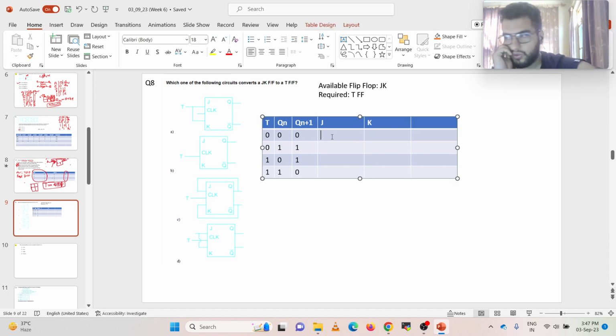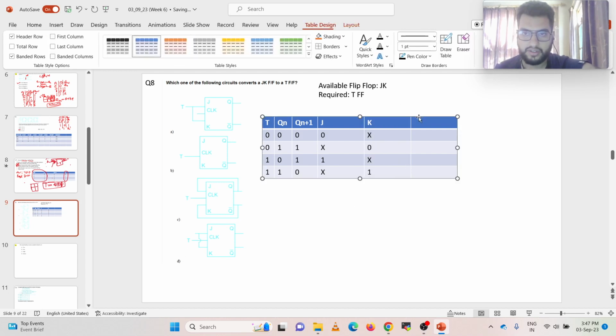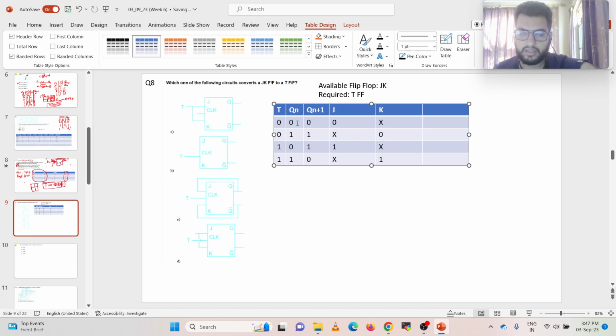When Qn is equal to 0 and Qn plus 1 is equal to 0, we have 0, X. I assume you know these things from your lectures. And when Qn is equal to 0 and Qn plus 1 is equal to 1, this is 1, X. When Qn is equal to 1 and Qn plus 1 is equal to 0, this is X, 1. And when Qn is equal to 1 and Qn plus 1 is equal to 1, this is X, 0. So these X are basically don't cares here. So this is your point number 3.